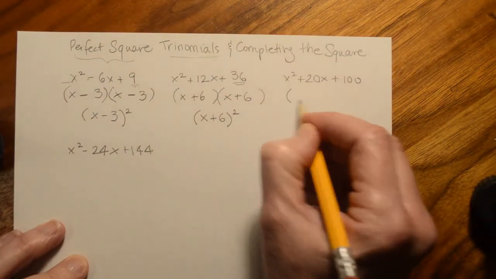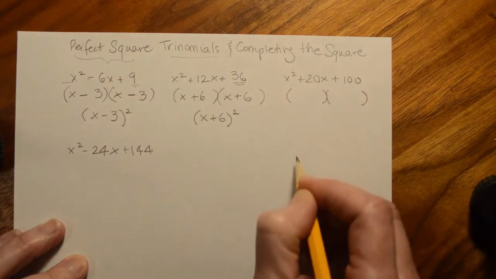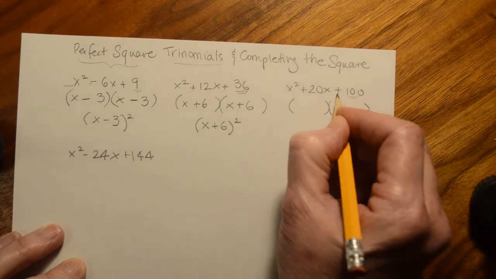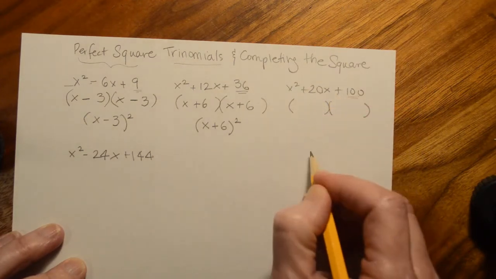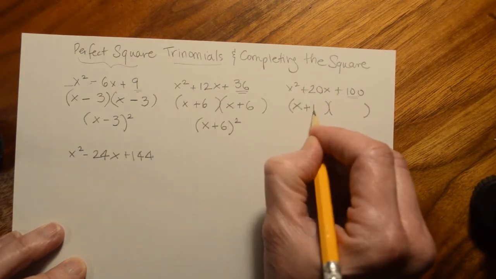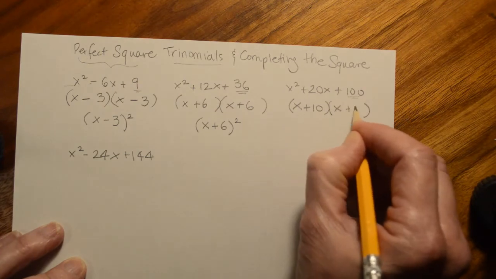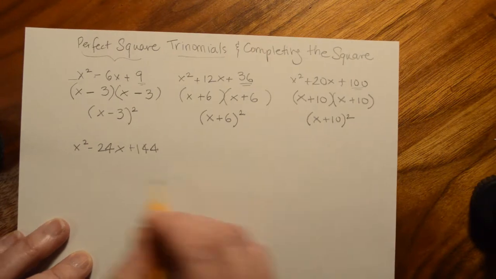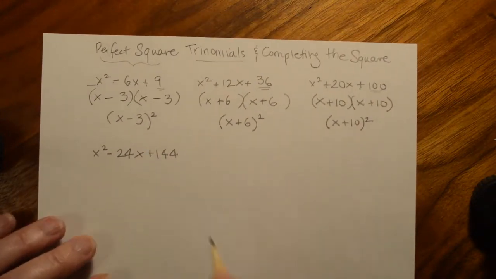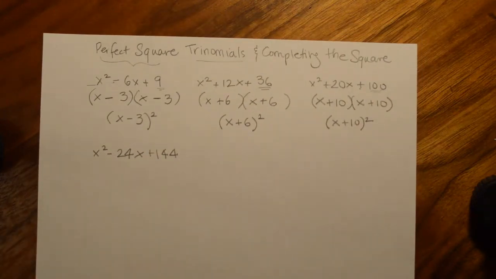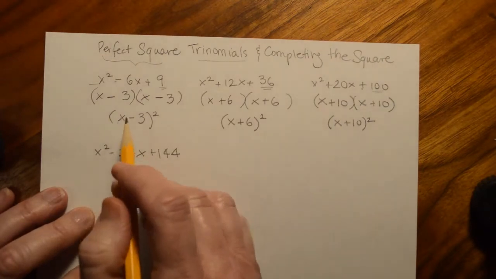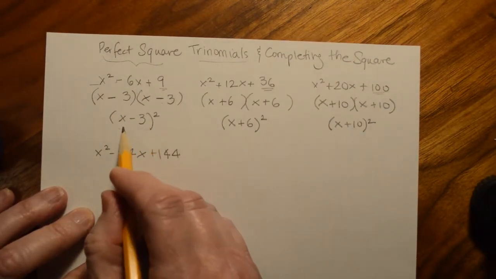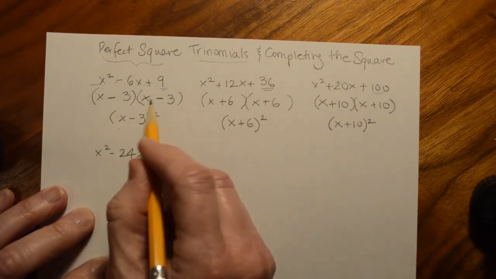All right, if we do this here, I'm looking for two things that multiply to 100 and add to 20, and both are positive. It's going to be x plus 10 times x plus 10, or x plus 10 squared. So I'll skip the last one. I think you get the hang of it by now. But what I'm noticing in each of these is that when I factor them, I get identical factors, and so I can write it as a square instead of two separate factors.